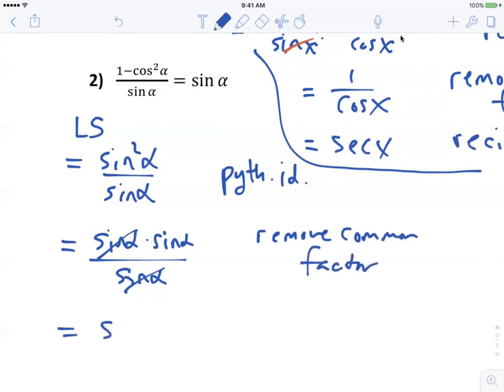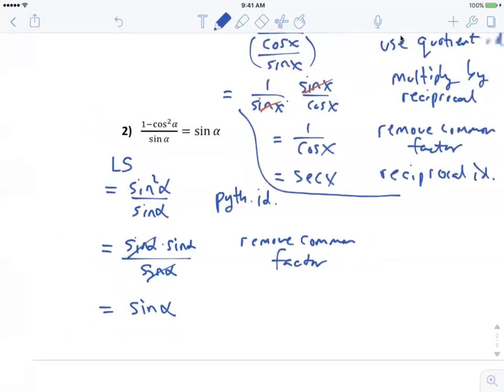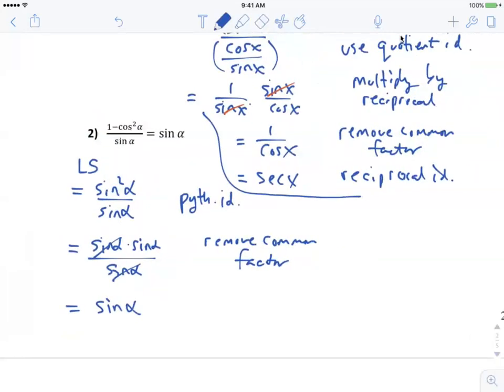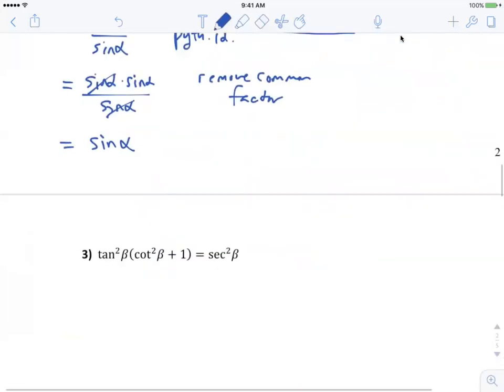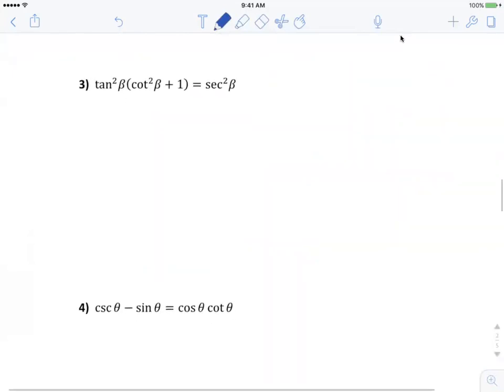And then I'm done. Okay, so that one did 3 steps. Pretty fun. Cool thing is, you know what your answer should be. You're going to start with that complicated side and then just keep reducing it until you get to the other side.